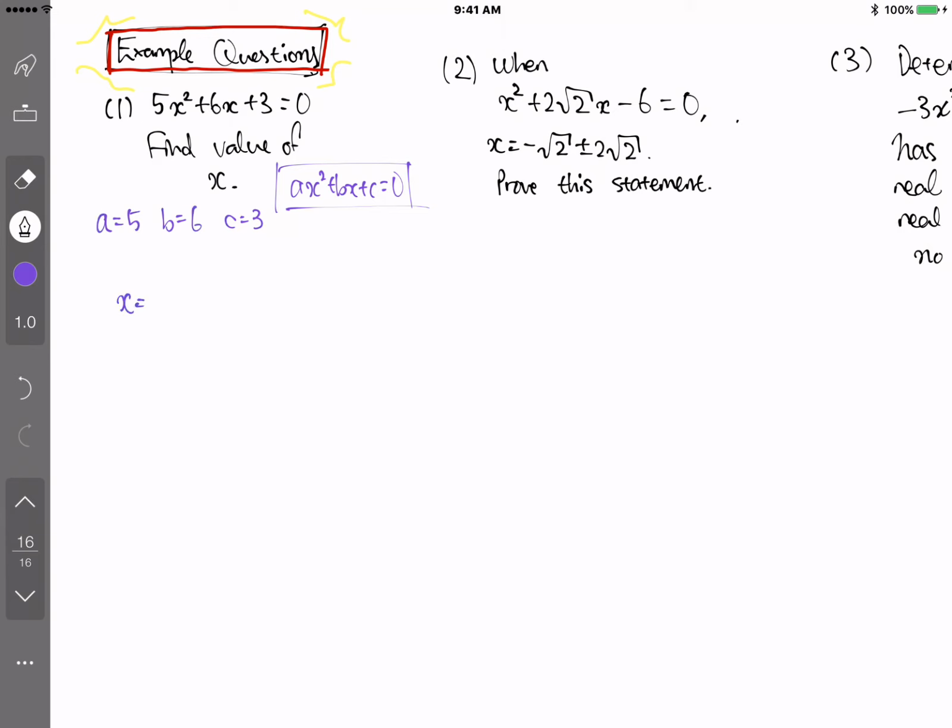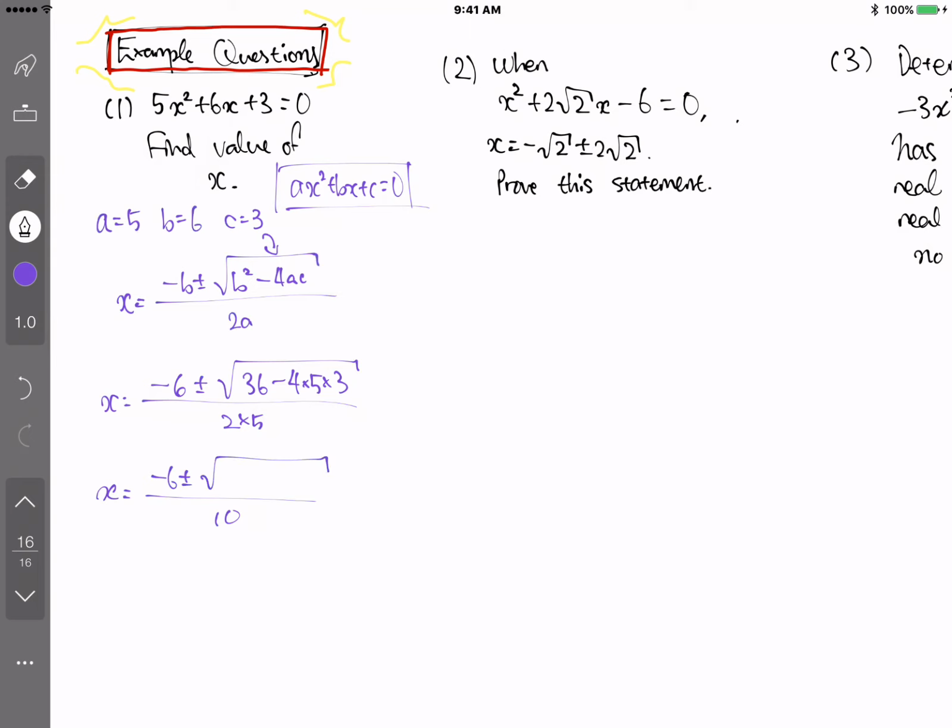So it'll become x equals negative b plus minus root b squared minus 4ac, all over 2a. Substituting these values in, it becomes negative 6 plus minus root of b squared, which is 36 minus 4 times 5 times 3, all over 2 times 5. If you simplify, negative 4 times 5 is negative 20, and negative 20 times 3 is negative 60.